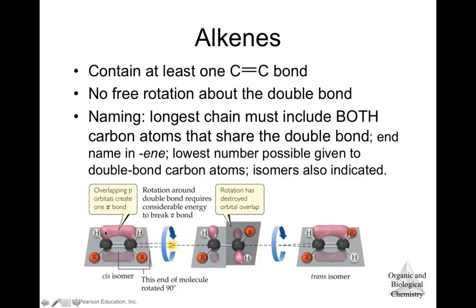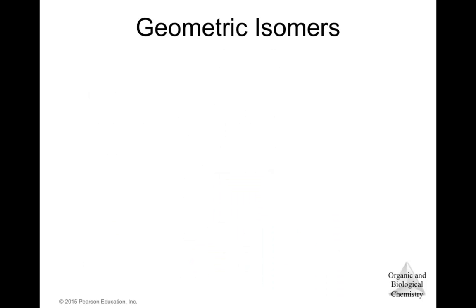So we need to have at least one hydrogen on each of the carbons, and we need to see what the orientation between them is. If they are on the same side, it's called the cis isomer. If they are on opposite sides, this is the trans isomer. They are isomers because they have the same number of atoms and the same molecular formula, but the orientation of those hydrogens is different. Here, on the same side, is a cis, and here, on opposite sides, is known as the trans isomer. These are known as geometric isomers.